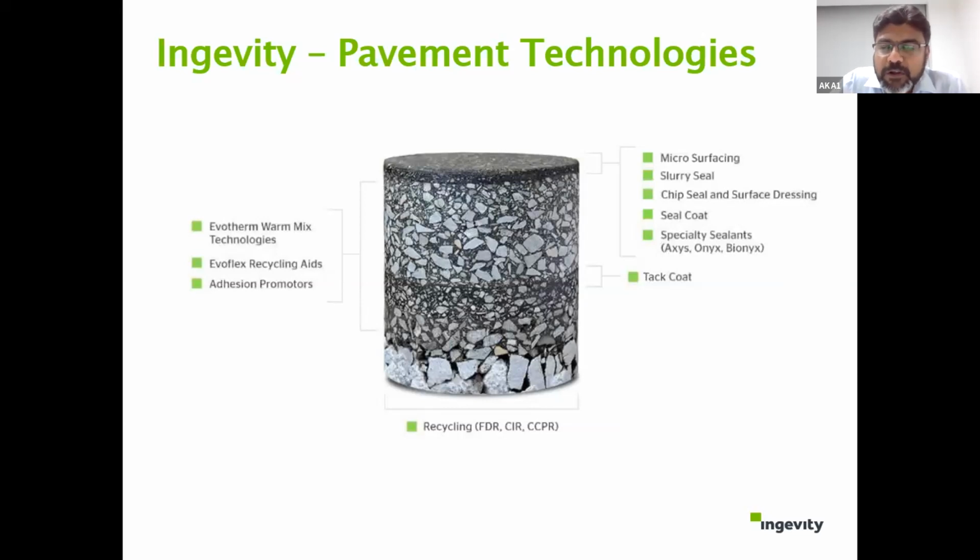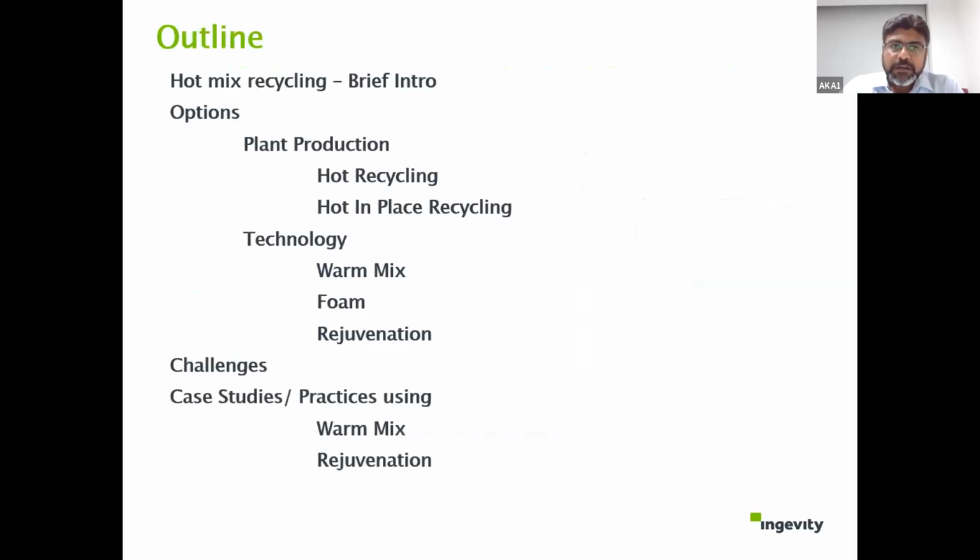So typically when we talk about recycling, and of course my focus will be mostly on hot recycling for today, I won't be touching much on cold recycling or other pavement preservation titles. When we talk about recycling, it is going to be mostly either a full FDR or a partial reclamation that we will be doing. So here, FDR, we are not talking about the hot mix part.